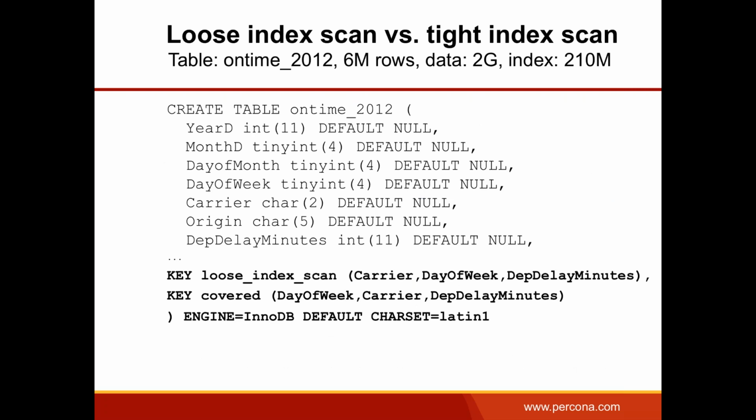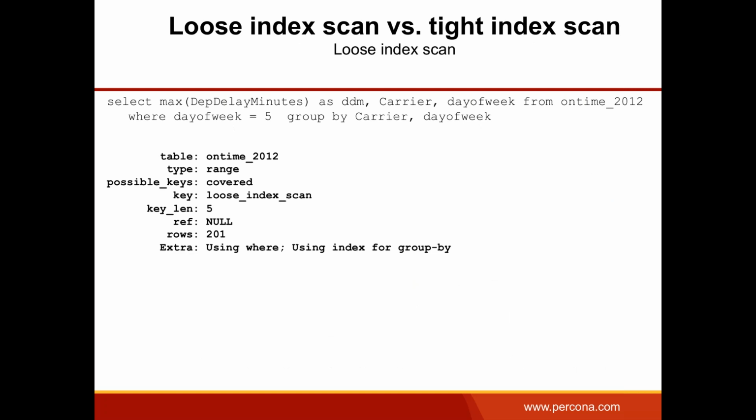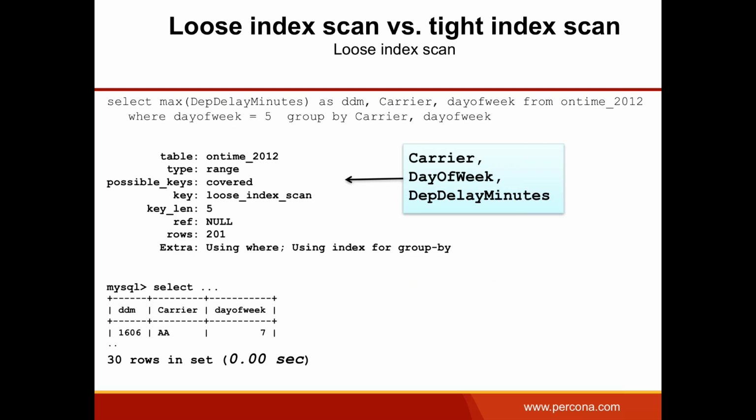And then finally, I did this test against the on-time 2012 table. The index size in this case was only 210 megabytes, but if you can imagine, this on-time statistics covers 20 years, so you can multiply that by 20. So I created two indexes, loose index scan and the covered index, and I did this benchmark. So this query works really fast. It is significantly faster than the tight index scan. So it returns in 0 seconds.